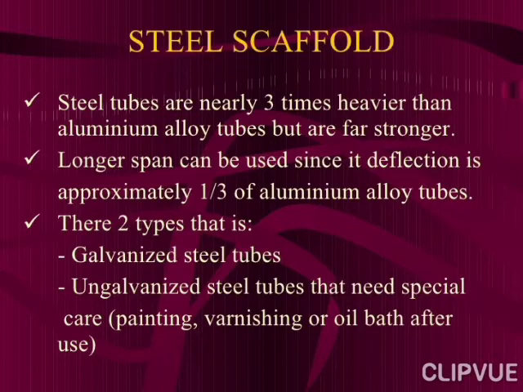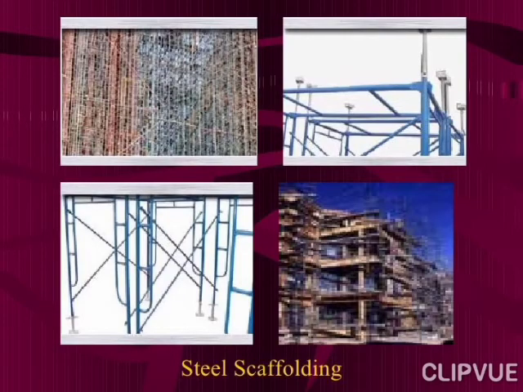Steel scaffold. Steel tubes are nearly 3 times heavier than aluminum alloy tubes but are far stronger. Longer spans can be used since steel deflects approximately 1/3 as much as aluminum alloy tubes. There are two types: galvanized steel tubes and ungalvanized steel tubes that need special care, for example painting, varnishing or oil bath after use. So here are some pictures describing the steel scaffolding.